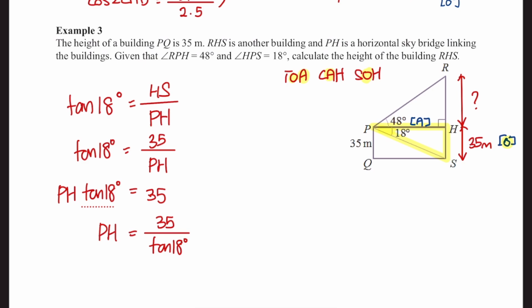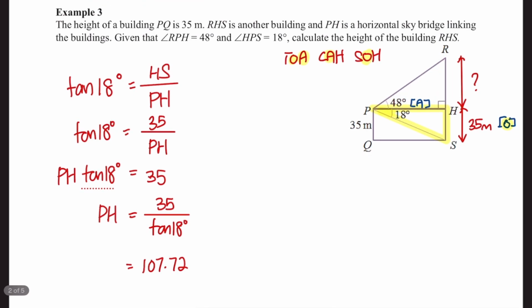Then over here, I can use my calculator to 5 SF. This is 107.72. Okay. Now I know the length of PH. I want to find the length of RH in this right angle triangle over here. Okay. So what can I do? Now I look at this right angle triangle. Let me highlight this in green. In this right angle triangle over here, I want to find the length of RH. Based on this angle here, I write in a different color.